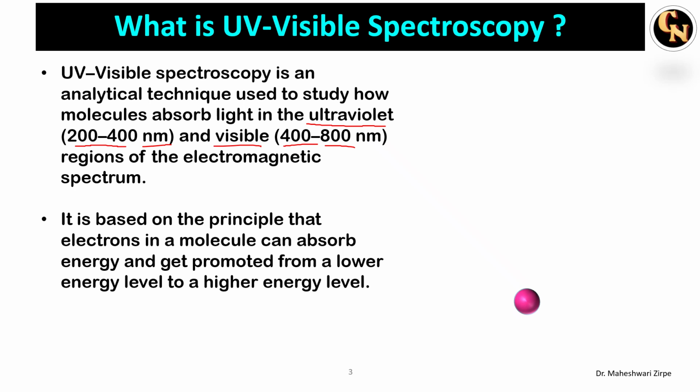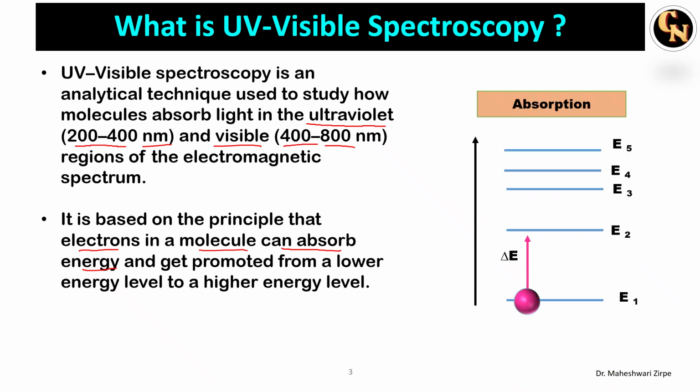It is based on the principle that electrons in the molecule can absorb energy and get promoted from a lower energy level to a higher energy level, as shown in the diagram. Suppose this is the electron, and it absorbs energy. It is going to get promoted from the lower energy level, say E1, to the next, higher energy level, E2. This is the principle on which UV visible spectroscopy is based.